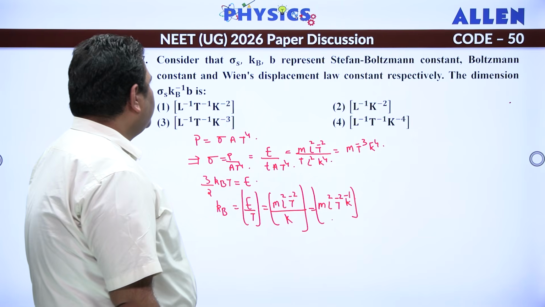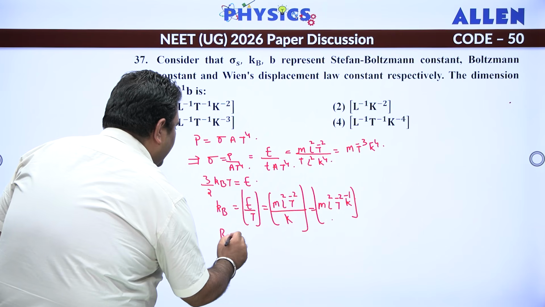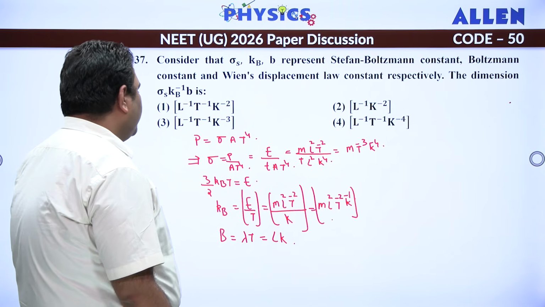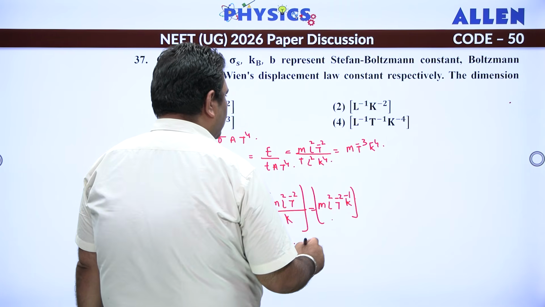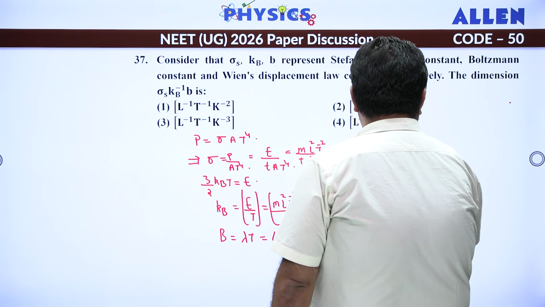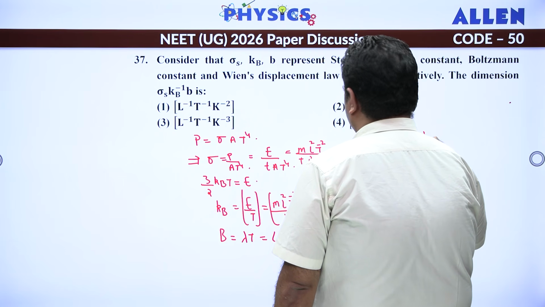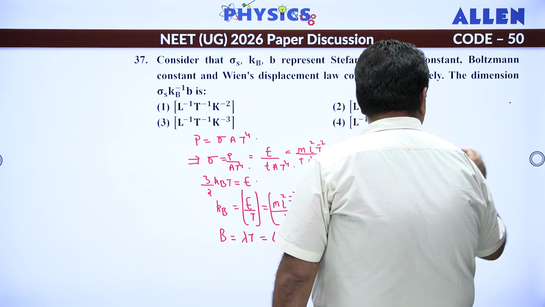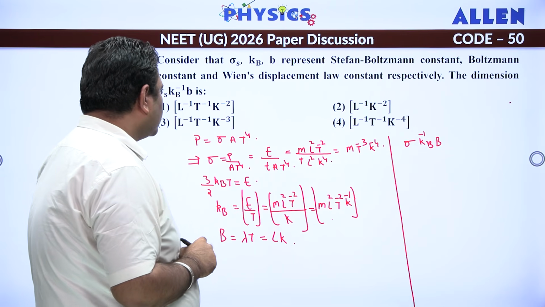Now, what is the expression for Wien's displacement constant b? b can be simply written as lambda times T. What is this expression now? LK. So if we multiply all these expressions now, what expression will we be getting? We have to find sigma kB⁻¹ into b. What do we get for this? So what will we be getting for this expression now? See, sigma is what?